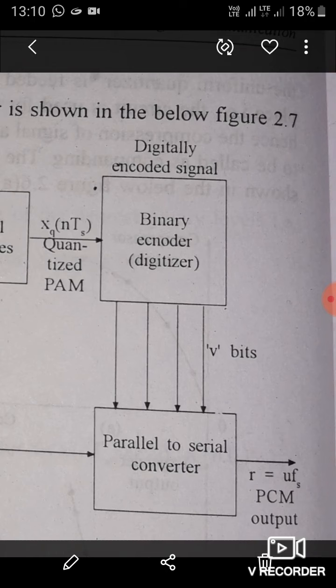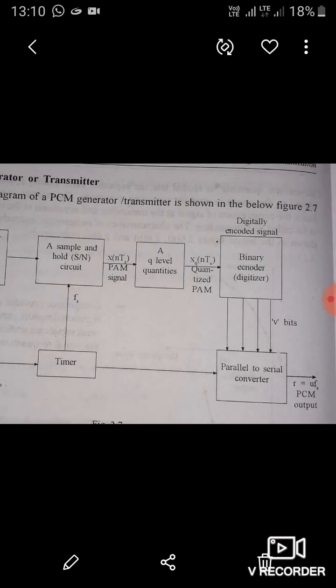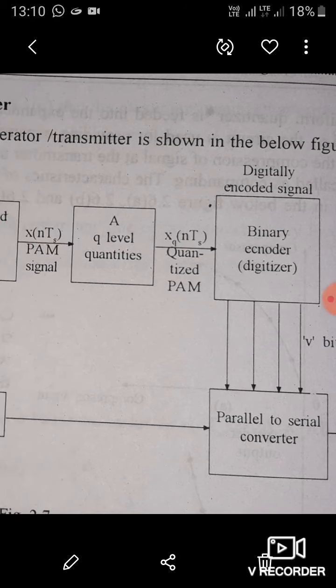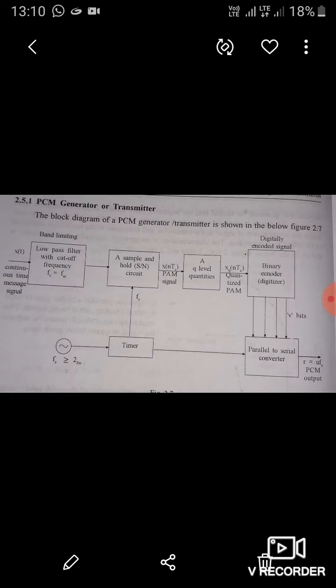So with the help of a parallel to serial converter, we will convert these parallel bits into the serial bit stream, so that it will be suitable for long distance transmission. So this is the working of the transmitter.